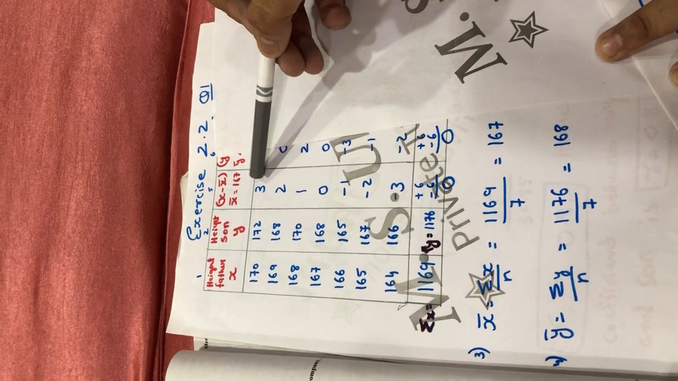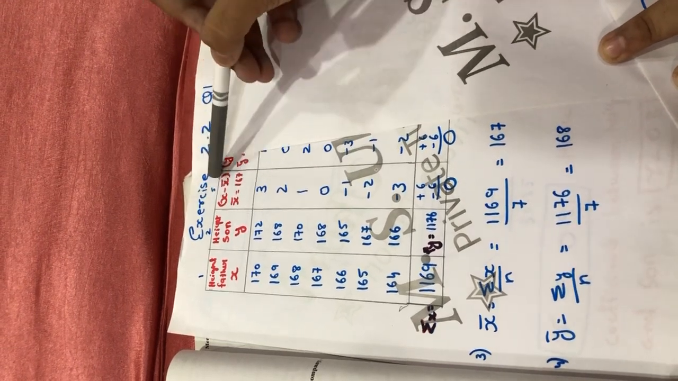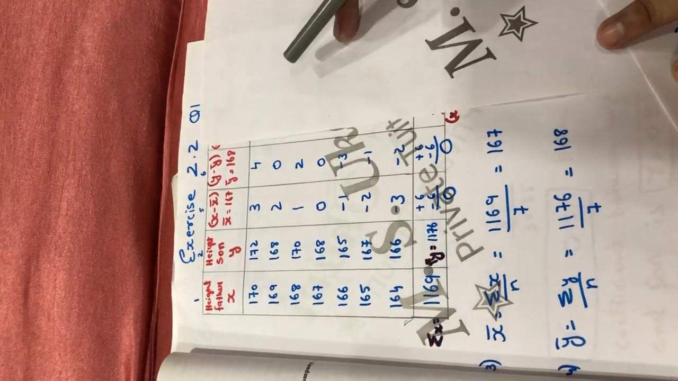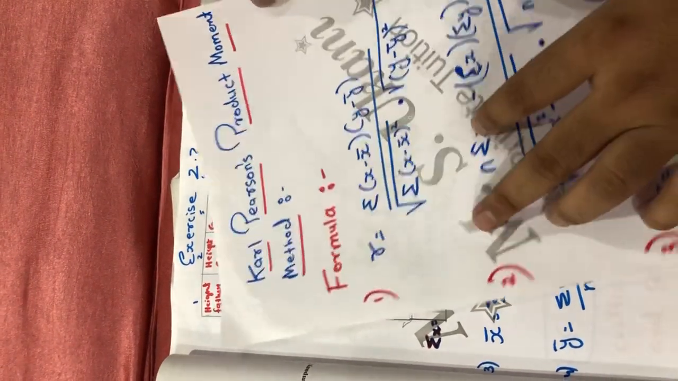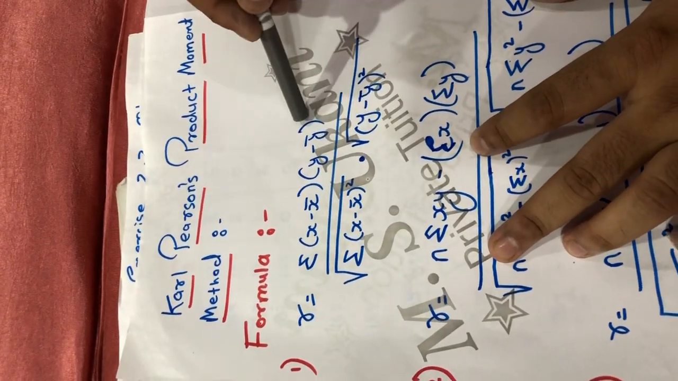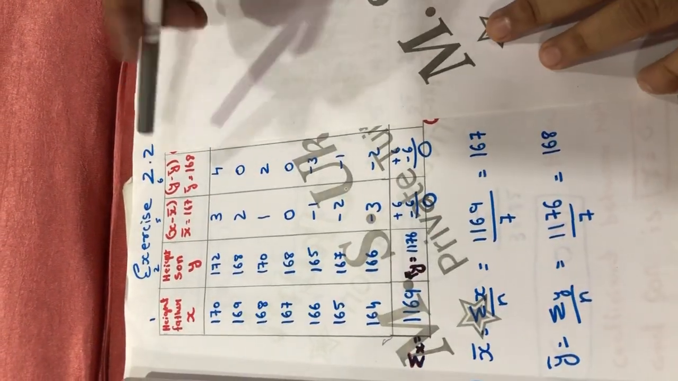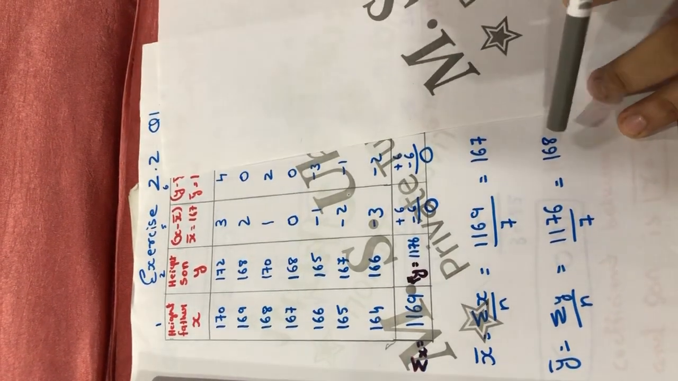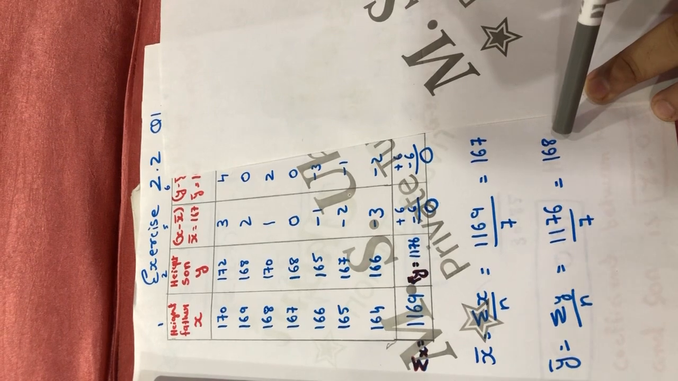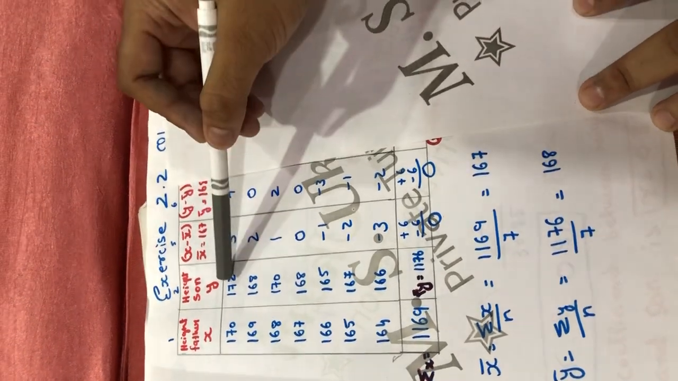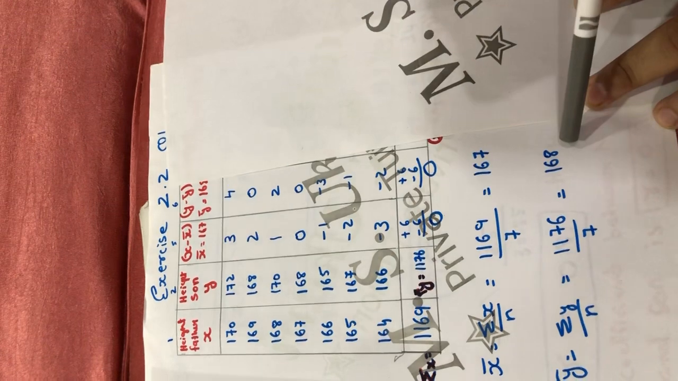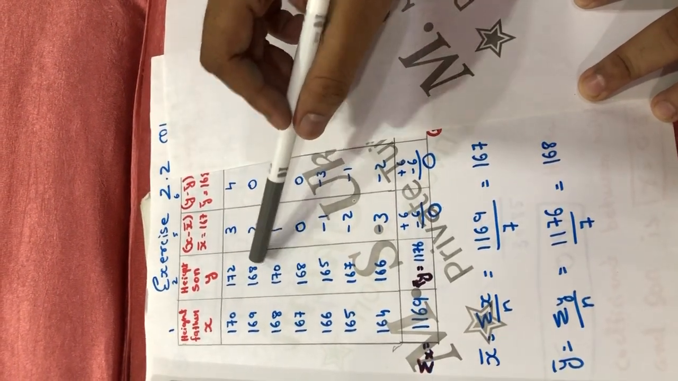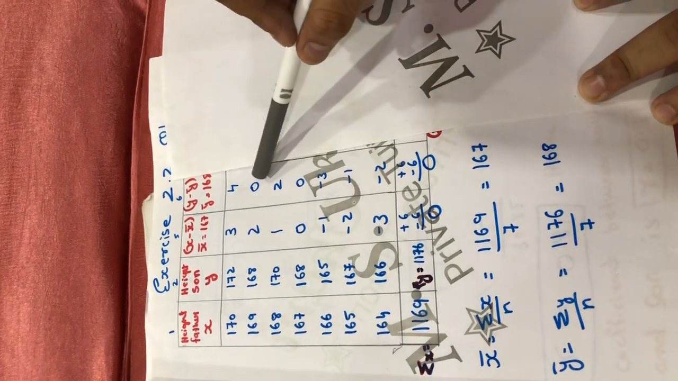So in this way, we will prepare the column for x minus x bar. Now we will prepare the column for y minus y bar. That means this column. See the formula, y minus y bar. Okay, so again, y means this 172 and y bar means our answer 168. So 172 minus 168, so we will get the answer 4. Again, 168 minus 168, our answer will be 0.